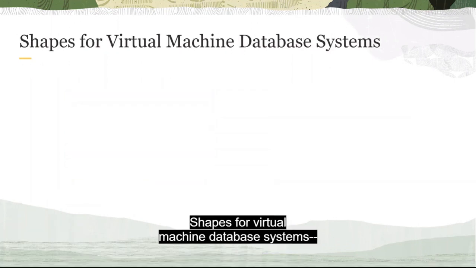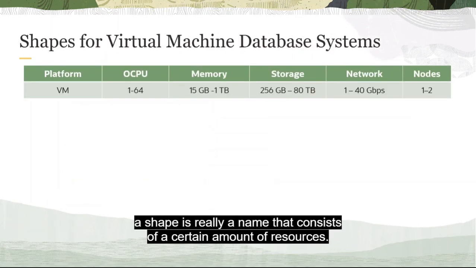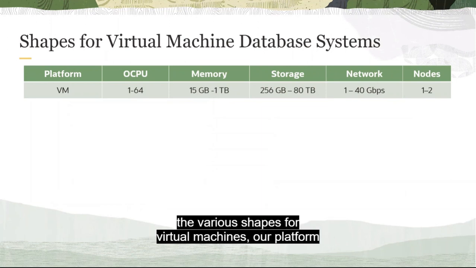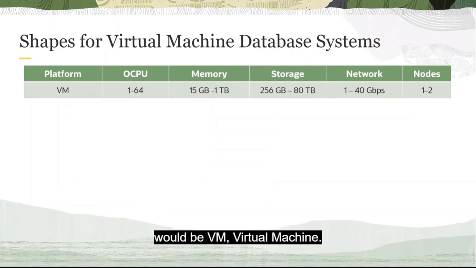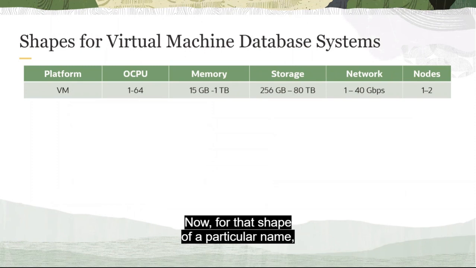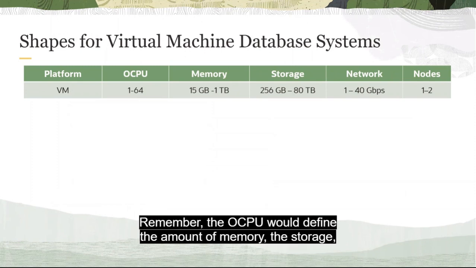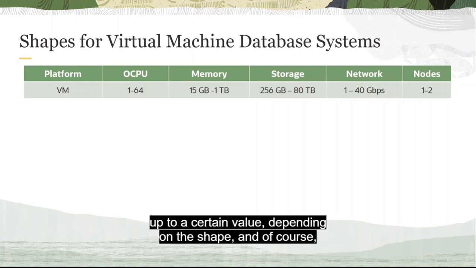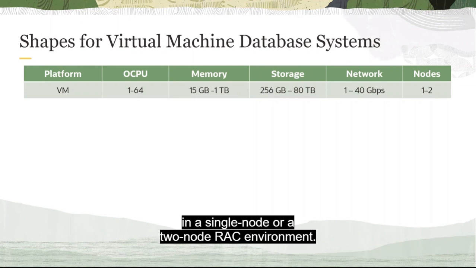Shapes for virtual machine database systems. A shape is really a name that consists of a certain amount of resources. As you see here, since we're describing the various shapes for virtual machines, our platform would be VM, virtual machine. For a shape of a particular name, it would consist of a certain amount of OCPUs, which then will define the amount of memory. Remember, the OCPU will define the amount of memory. The storage is up to a certain value depending on the shape, and of course the network throughput, depending on whether you're in a single node or a two-node RAC environment.